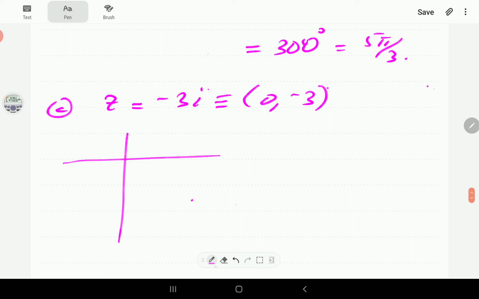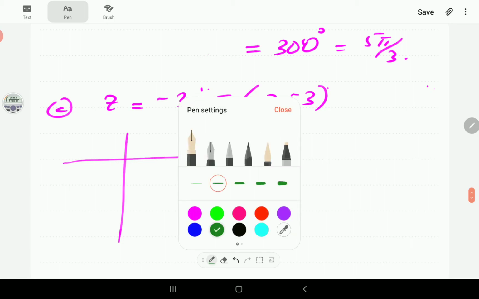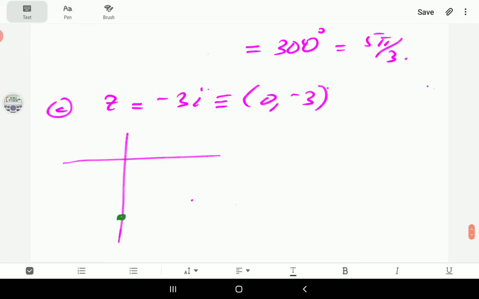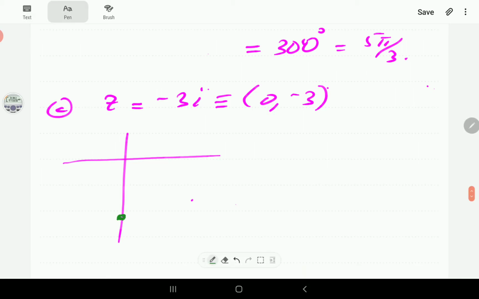So this one is going to be located on the vertical axis below the origin, 3 steps away. So that's where this complex number is going to be. This distance here is going to be 3, which, by inspection, tells us that r is 3.